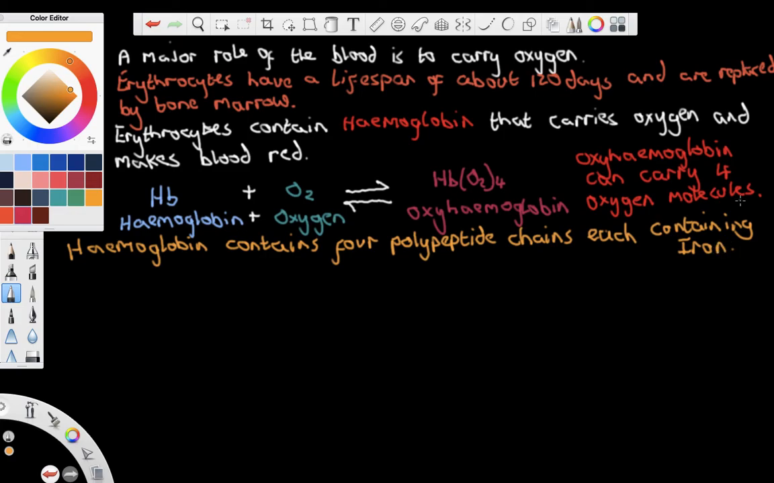Okay, so each of the polypeptide chains contain iron. Now, when one oxygen joins to the hemoglobin, the molecule changes shape. What this means is that it allows the next oxygen to join. So the joining of one oxygen to hemoglobin causes it to change shape, which allows the other 3 to join.